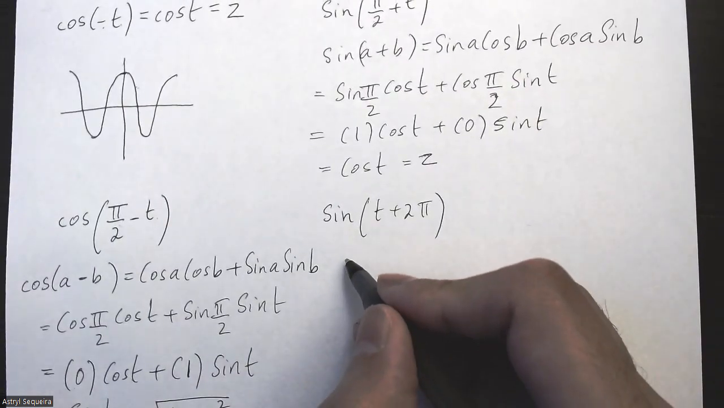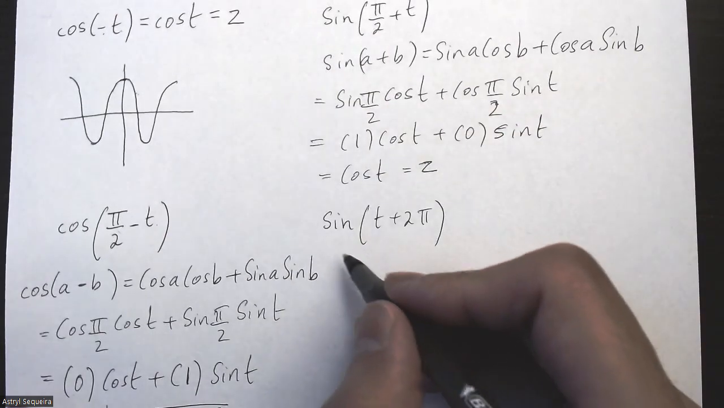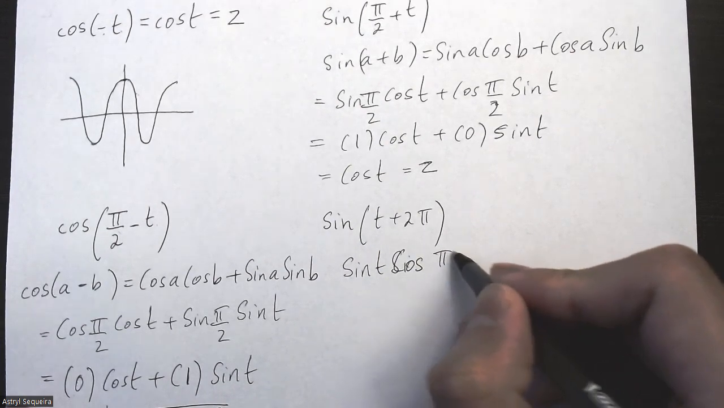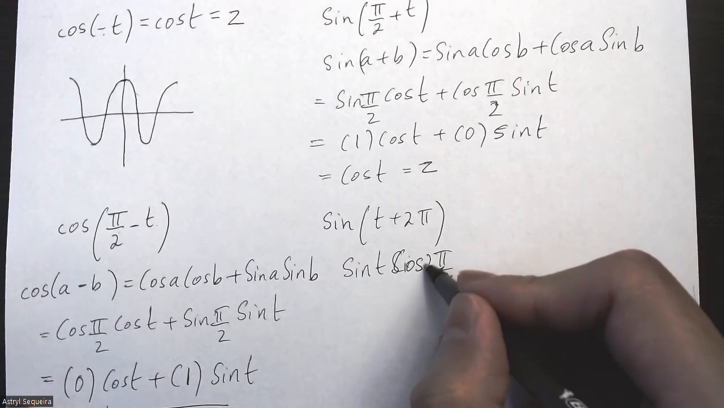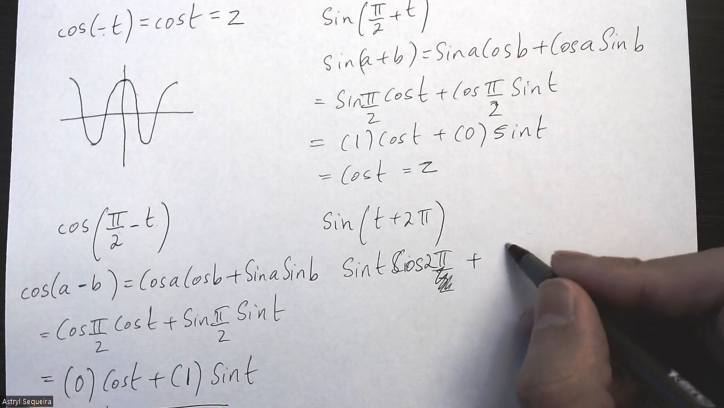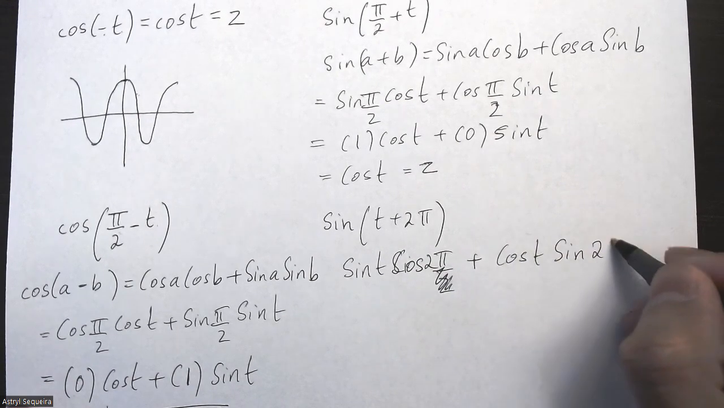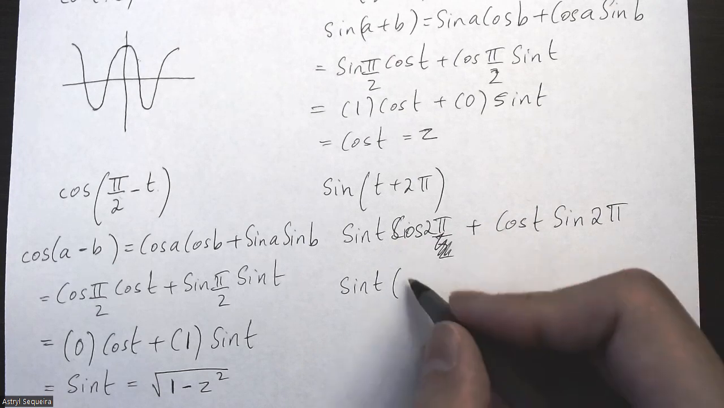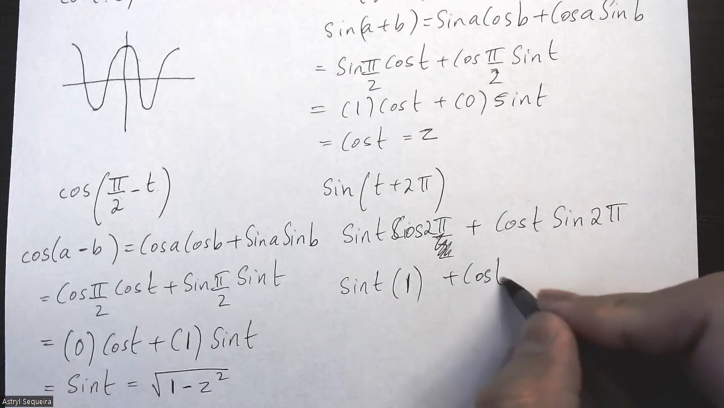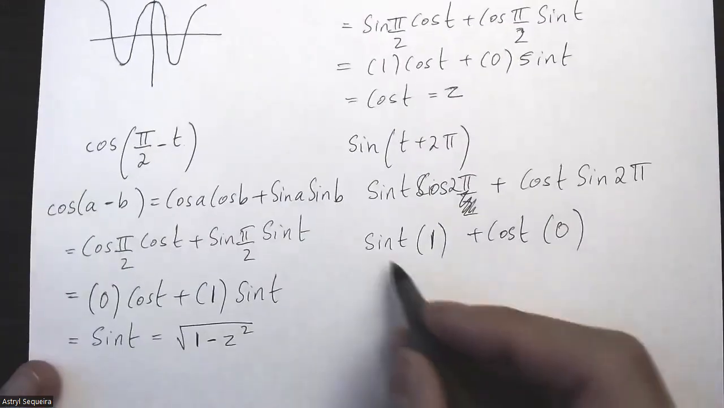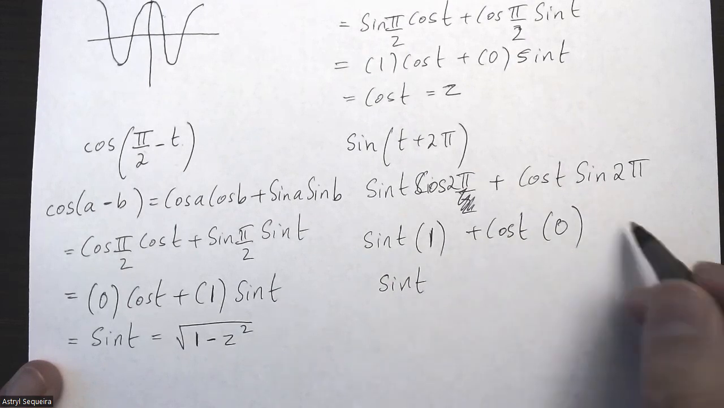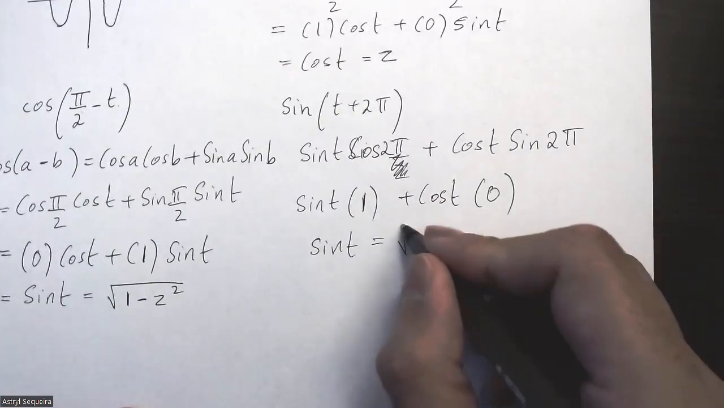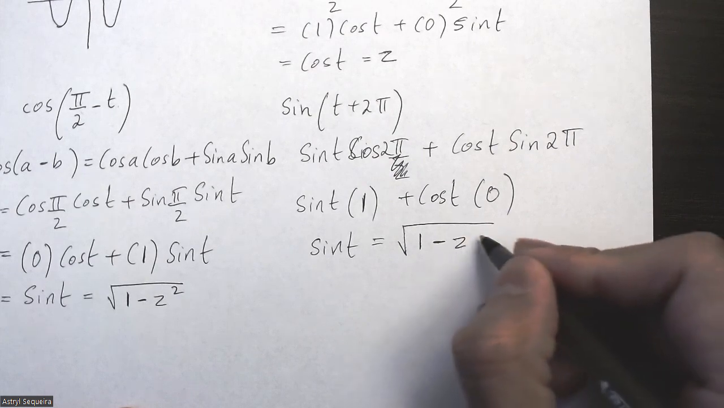Last one, again, we're using the addition formula over here. I'm not going to write down the same formula again as the previous part. So I'm just going to sub it in straight away. Sine t cos pi over 2. Oh, no, 2 pi, not pi over 2. Plus cos t sine 2 pi. So cos of 2 pi is just positive 1. And sine of 2 pi is just 0. Sine t times 1 is just sine t. Cos t times 0 just disappears. Again, I know from the first part of the question that sine t is just root of 1 minus z squared.